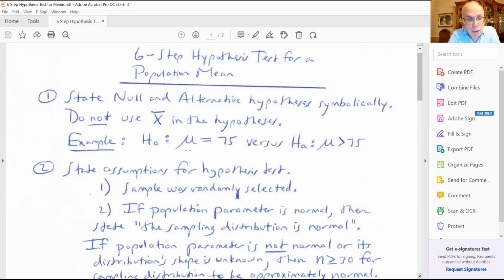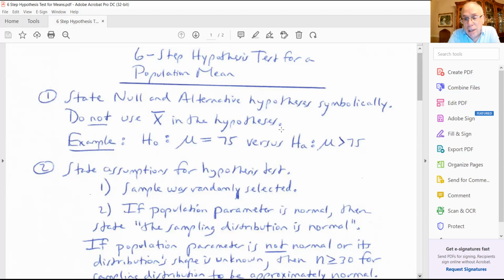So here's an example. For H naught, the null hypothesis is that mu is equal to 75. The alternative hypothesis, mu is greater than 75. And of course, this would be a right tail test since it says greater than. That says state assumptions. So that would be the first step, to write symbolically your null and alternative hypothesis.